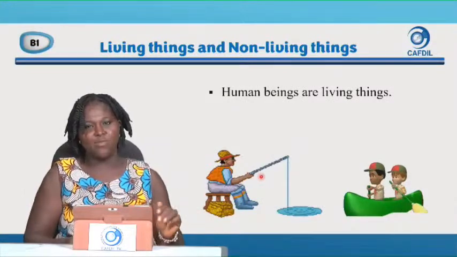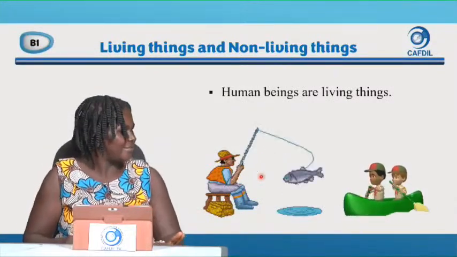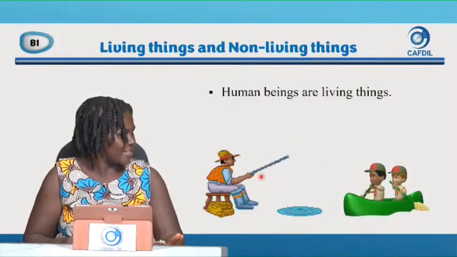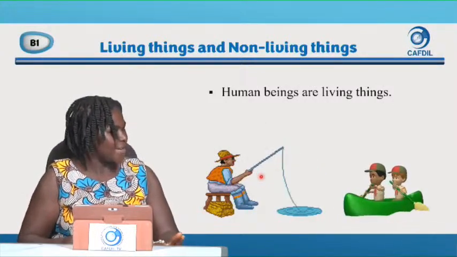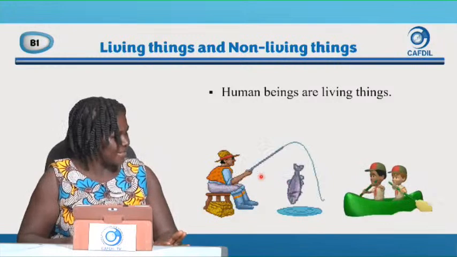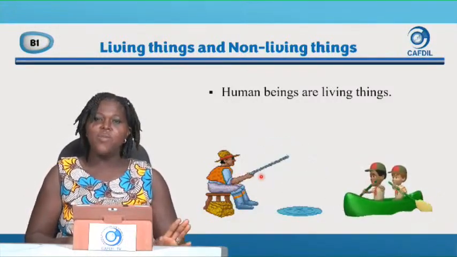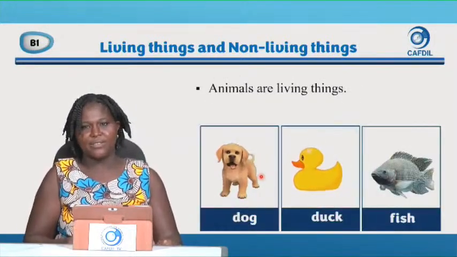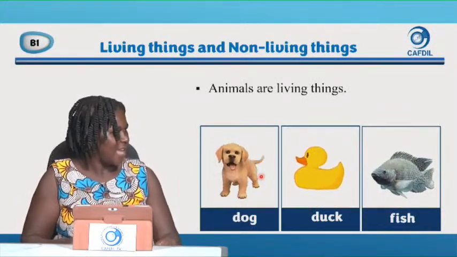Now let's look at them one after the other. Now we have a man and the fish. They are living things. We have the boys. So the man and the boys are human beings. Human beings are living things. Good. So animals are living things.